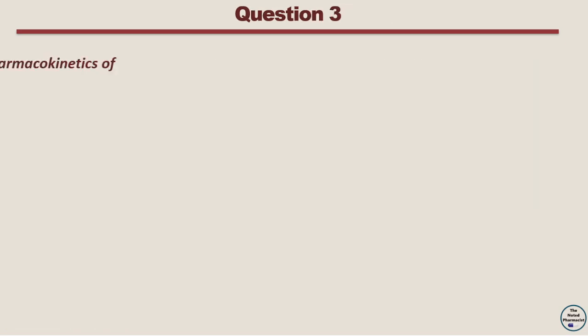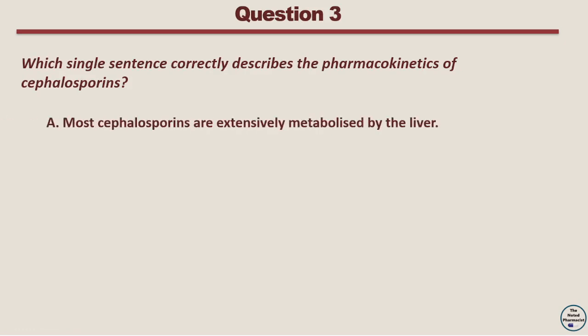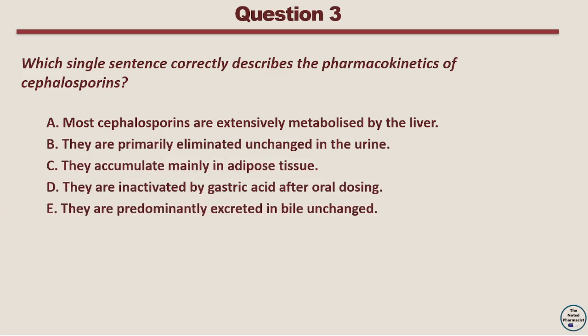Question 3. Which single sentence correctly describes the pharmacokinetics of cephalosporins? Option A. Most cephalosporins are extensively metabolized by the liver. Option B. They are primarily eliminated unchanged in urine. Option C. They accumulate mainly in adipose tissue. Option D. They are inactivated by gastric acid. Option E. They are predominantly excreted in bile.